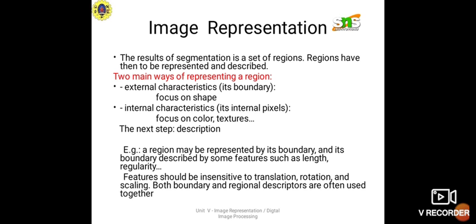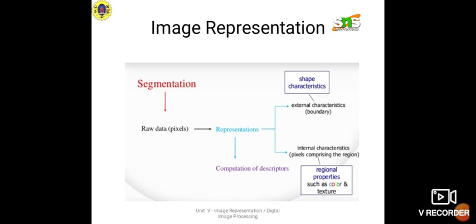After representing the image in terms of either external or internal characteristics, we go for describing the regions for the computer to process. A region may be represented by its boundary and described by features such as length and regularity, and these features should be insensitive to translation, rotation, and scaling. Both boundary and regional descriptors are often used together.